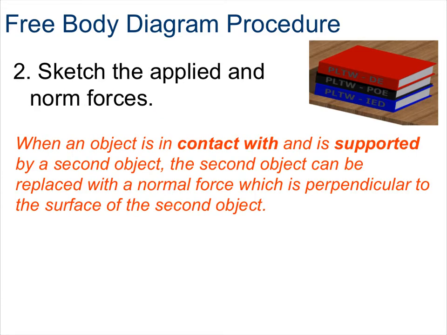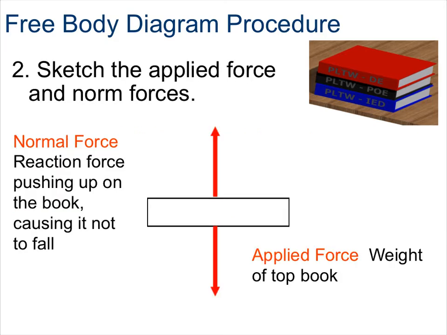Step 2, we're going to go ahead and sketch the applied and normal forces. When an object is in contact with and is supported by a second object, the second object is going to be replaced by a normal force, which will always be perpendicular to the surface of the second object. So now we can go ahead and sketch the applied force and the normal force. The applied force would be the weight of the top book, and the normal force would be the reaction force that's pushing up the book, causing it not to fall.